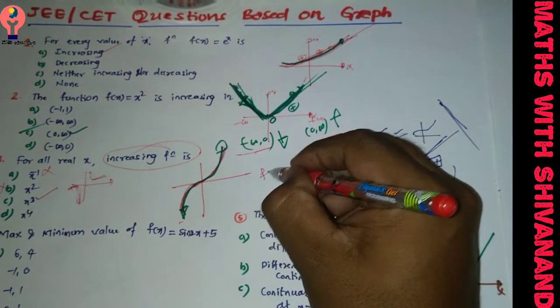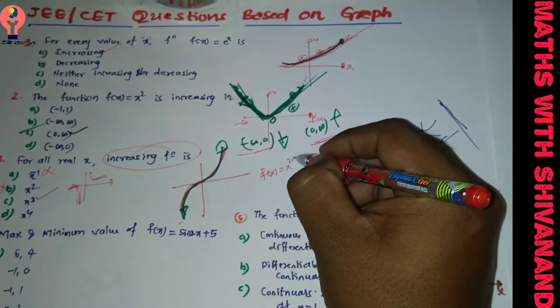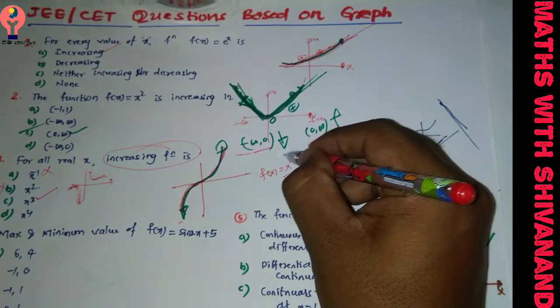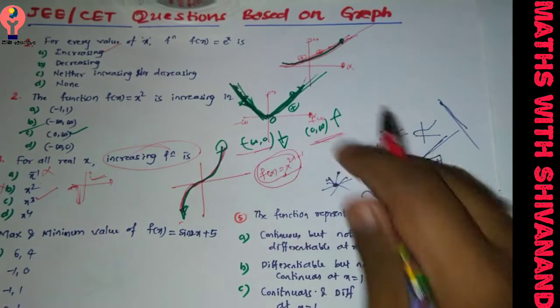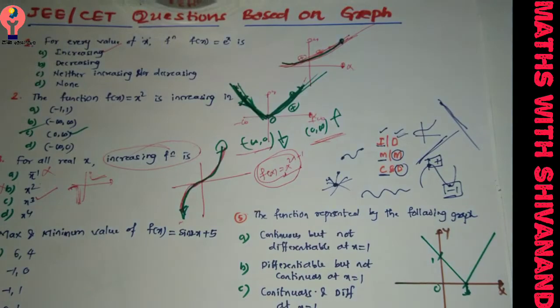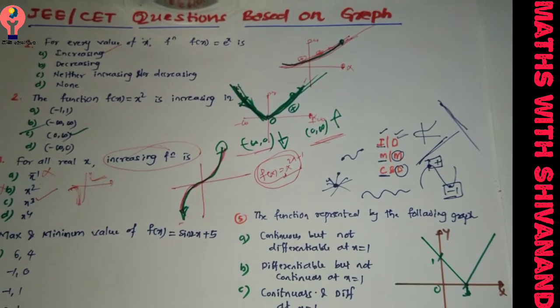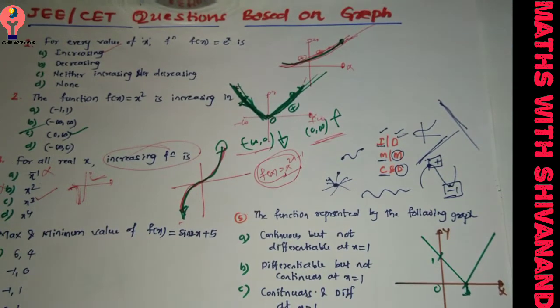Remember, students, whenever f of x is equal to x raised to 2n plus 1, all odd polynomial functions are always increasing functions, and the range is always all real numbers. Remember this concept here.